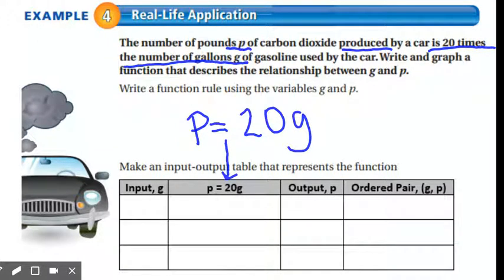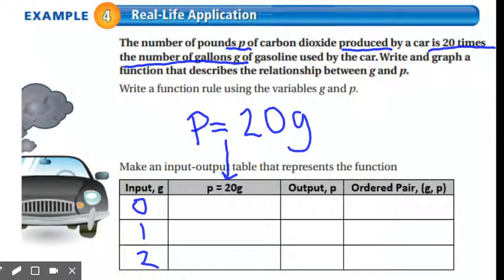Now, your input, typically it doesn't matter what numbers you use for your input. You can use anything. But in this case, you don't want to use any negative numbers because you can't have negative gallons of gasoline used. You're not going back into time or anything. So we want 0 or positive numbers. So you don't have to make it harder on yourself. I would just use 0, 1, 2.